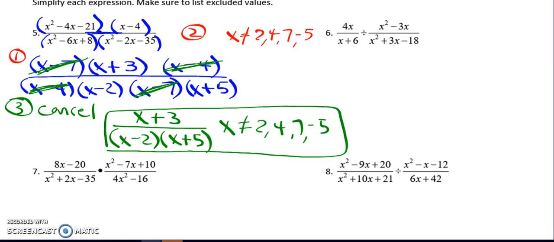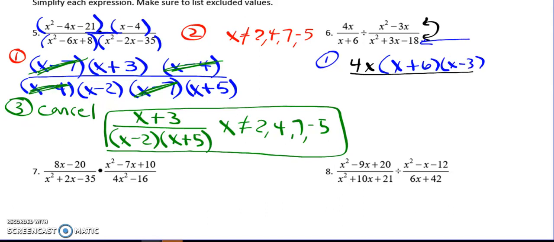So over here, number 6, it's division, but when I divide by a fraction, it's the same thing as multiplying by the reciprocal. So I'm going to flip the second fraction and go right back into factoring. So the top left, 4x is already factored. Now, x squared plus 3x minus 18 is now on top. So that's going to be x plus 6, x minus 3. So notice that was on the bottom, now it's on the top, because when you divide, you flip the second fraction.